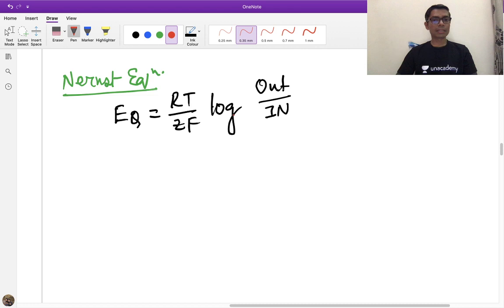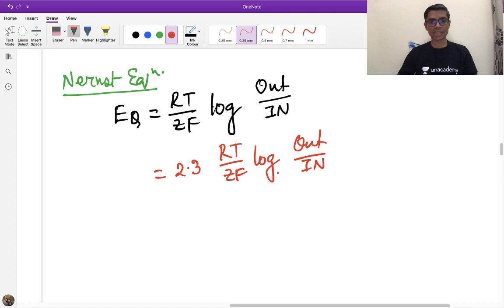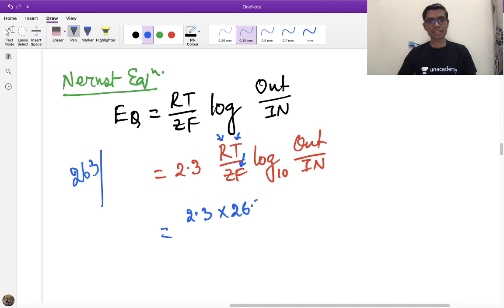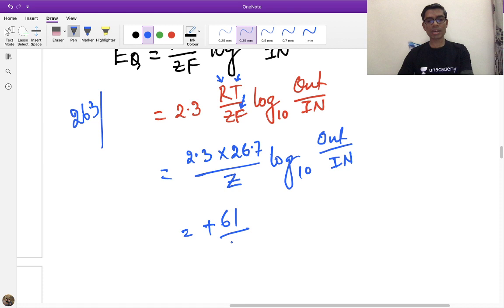If I convert this natural logarithm to log base 10, then it is 2.3 multiplied by RT/ZF log of the concentration of the ion outside upon the concentration of the ion inside, log base 10. Next, R, T and F, the Faraday constant, all three are constants. The value of this constant is 26.7. So basically 2.3 multiplied by 26.7 upon Z, where Z is the valency of the ion, log base 10 of concentration outside over concentration inside. If you multiply, this will be equal to plus 61 upon Z followed by log of the concentration of the ion outside over the concentration of the ion inside.